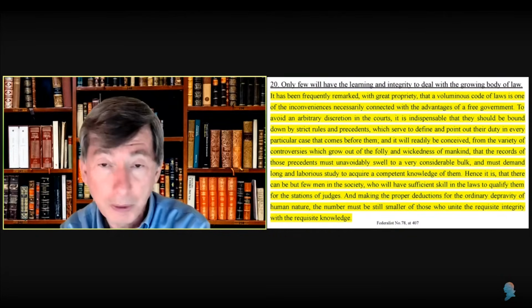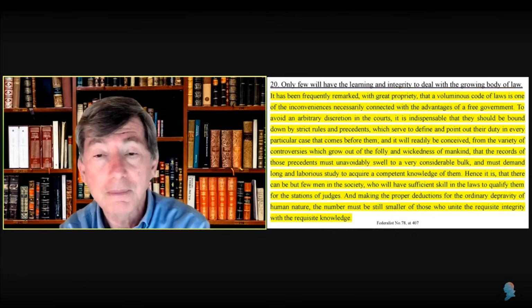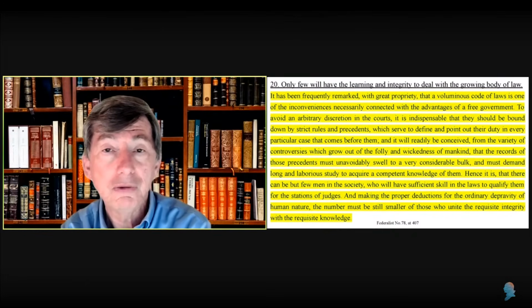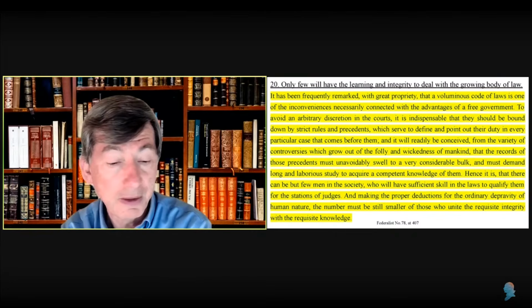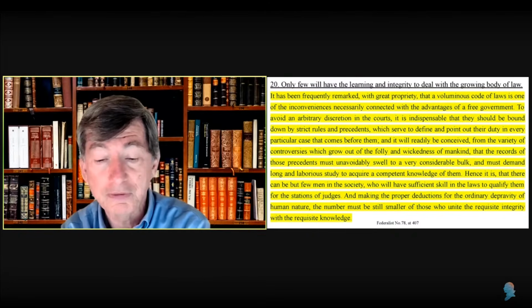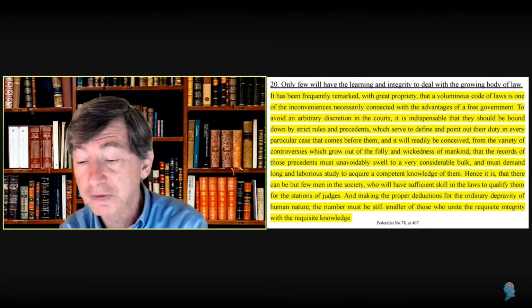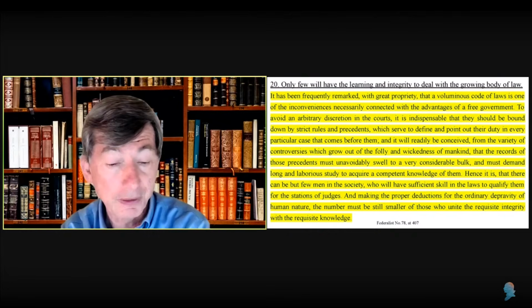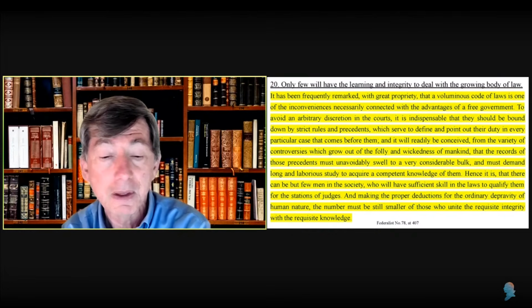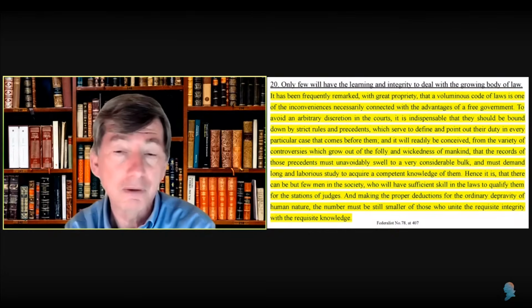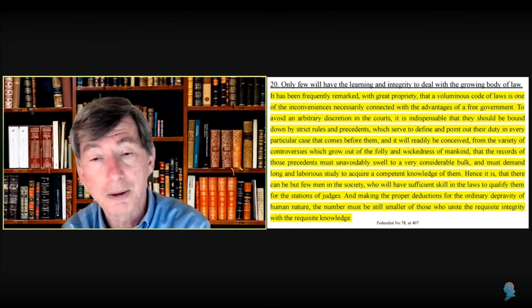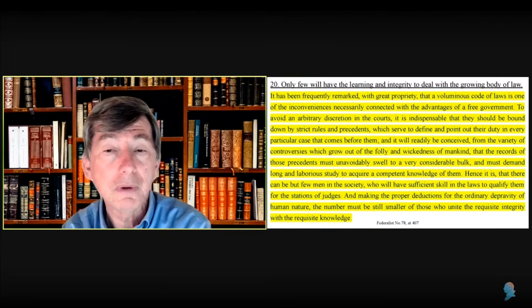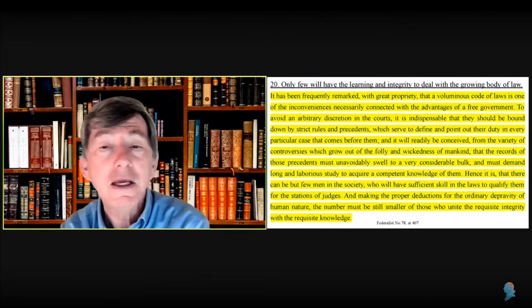In fact, today, nobody's long study would be adequate to comprehensively understand all the federal statutes that there are. Hence, it is that there can be few men in the society who will have sufficient skill in the laws to qualify them for the station of judges. We hear often that there are not enough federal judges, and the Democrats are proposing more judicial appointments to positions in the appellate courts.